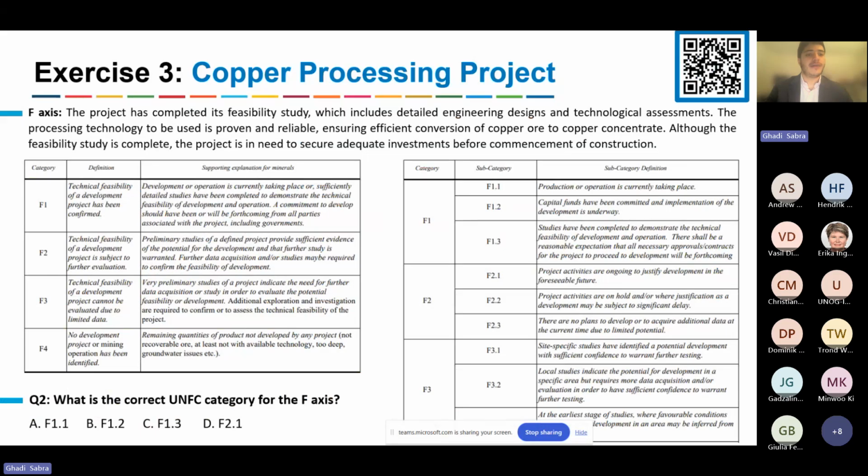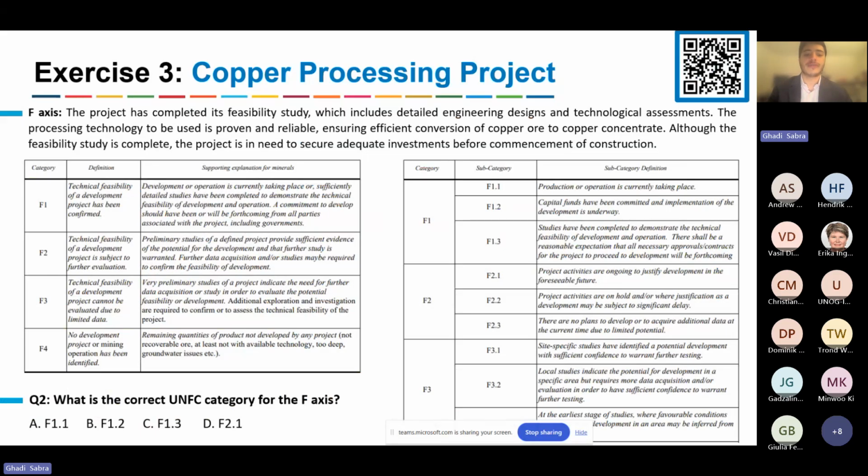Now moving on to the F-axis, the project has completed its feasibility study, which includes detailed engineering designs and technological assessments. The processing technology to be used is proven and reliable, ensuring efficient conversion of copper ore to copper concentrates. Although the feasibility study is complete, the project still needs to secure adequate investments before commencement of construction.